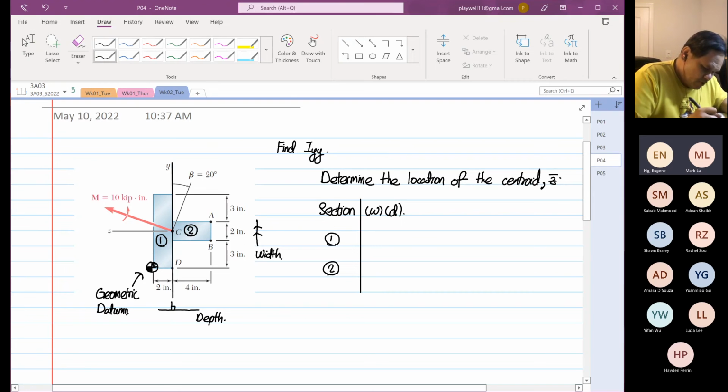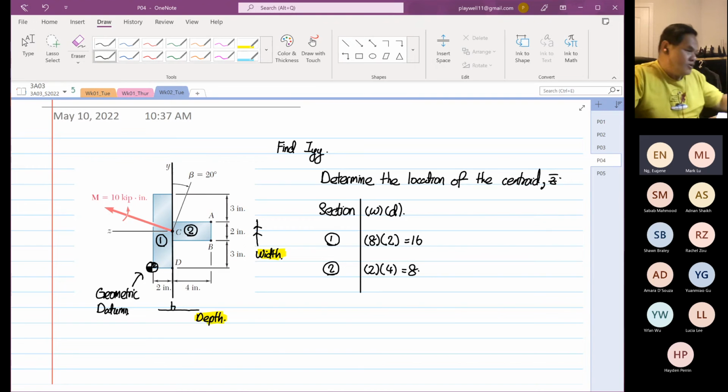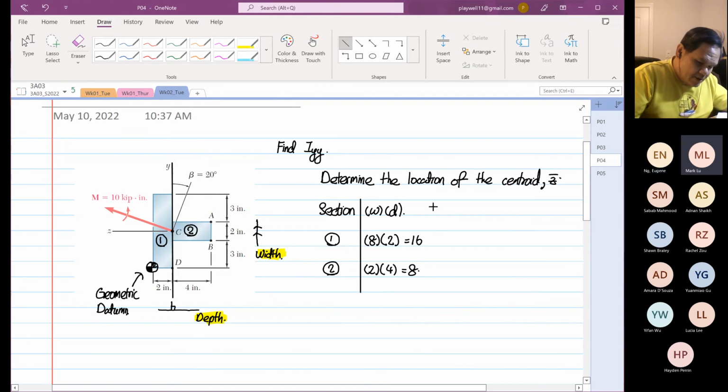Okay, so section 1, the width is 3 plus 3, 6, 8. The depth is 2. So this is equal to 16. And the next one, the width is 2 in section 2, and the depth is 4. So this is 8. So you can see now, by knowing what is your width and depth, it is so much easier, right? Or not, it can be a bit confusing. Okay.